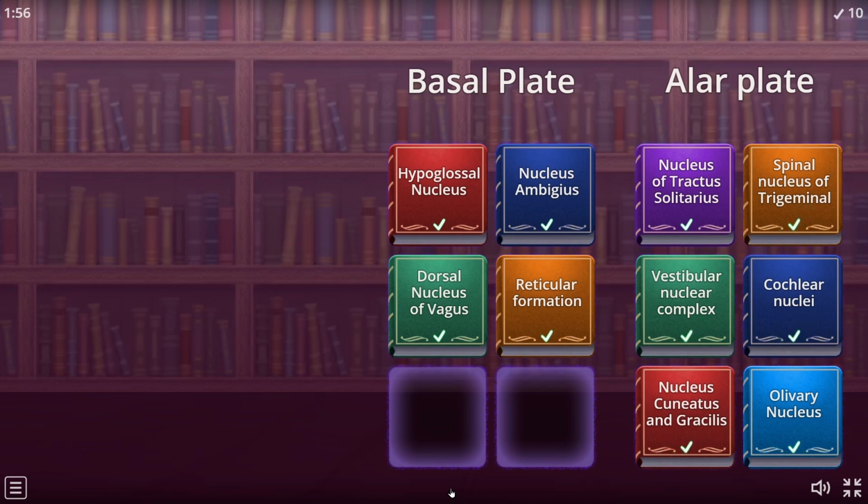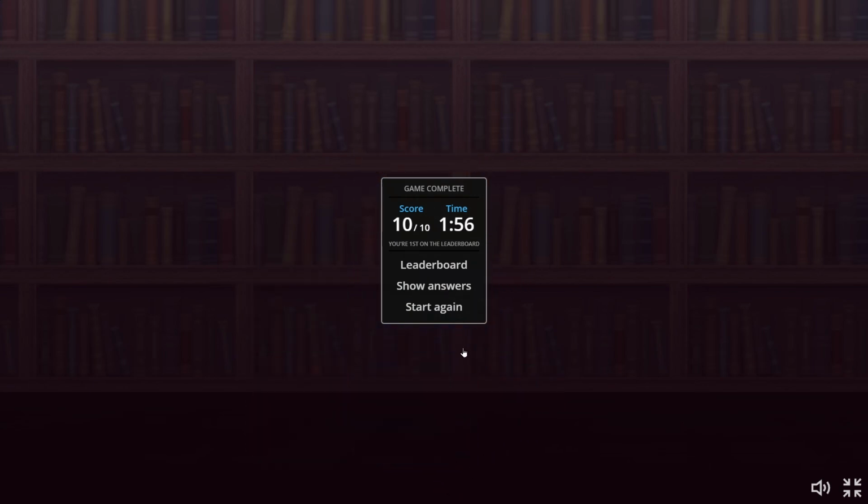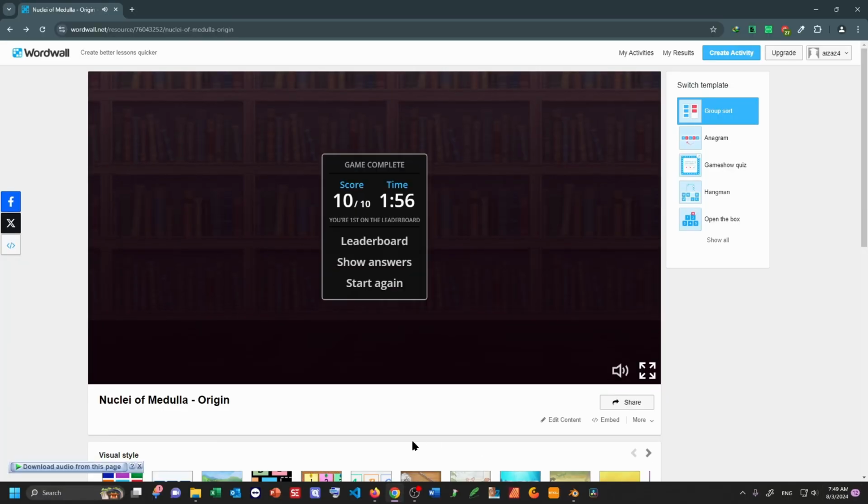Wow, I think I'm a genius. I have answered all these questions correctly. So you can also play this game and you can enjoy this. And you can also create similar games on this website. It's a nice website and it's totally free. There is a paid plan as well, but it's totally free for the basic things.